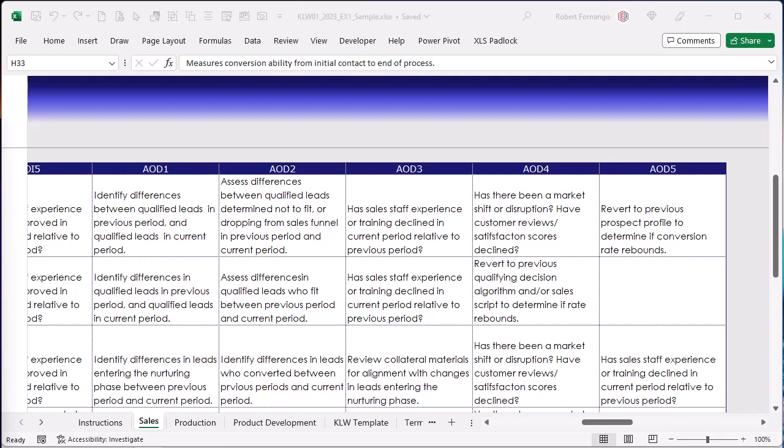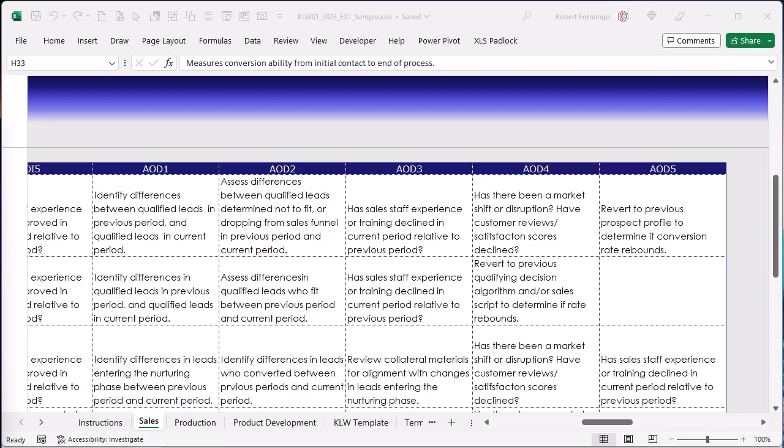You could then assess differences between the leads determined not to fit during the initial contact, between the current period and the last period. And this will let you determine whether the qualified leads were possibly being treated differently than before, and whether the sales associates might need additional training to ensure that they're being consistent in their approach.